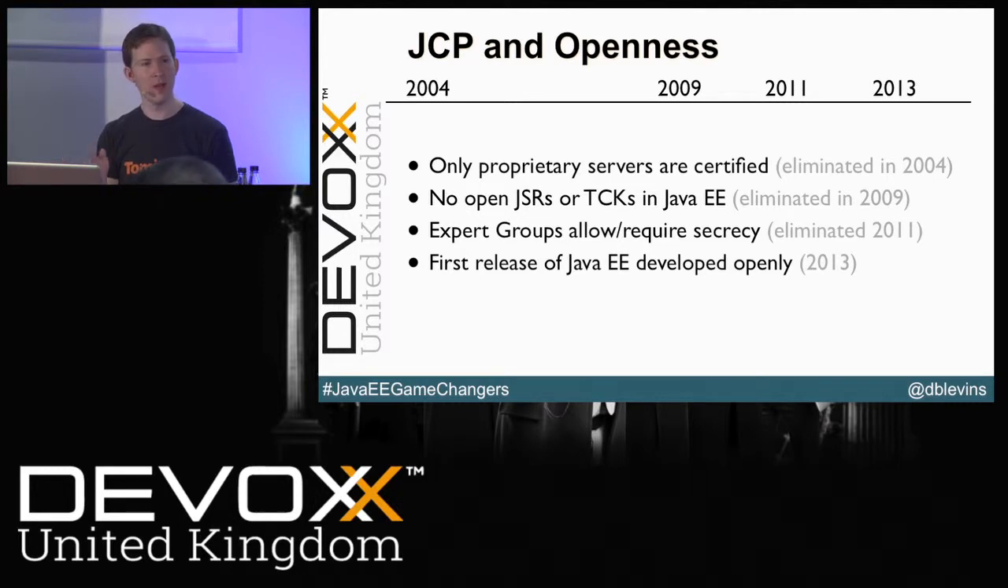In 2011, we hit another milestone in the JCP. That was the very first time that spec groups were required, per the new JCP process, to be open. All JSRs have to be open as of 2011. That's not too far in the past. Prior to that, you had to be invited in. And not only did you have to be invited in, once you were in, you had to basically sign an NDA saying you're not going to disclose anything that's happening in the expert group.